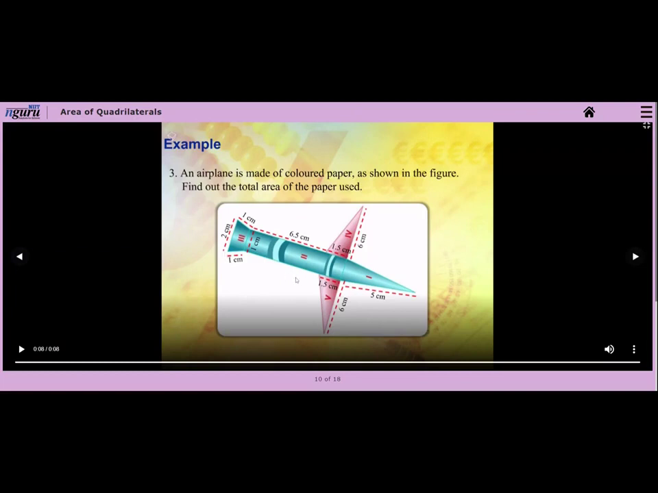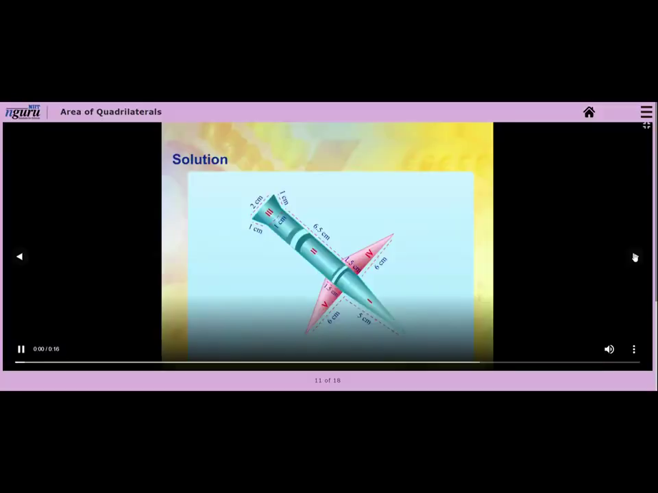Now you have a rectangle here. What is the area of a rectangle? Length into breadth. Now you have one triangle here. Sides are 5, 5 and 2. So you can use the Heron's formula for part 1, part 5. An airplane is made of part 4 colored paper as shown in the figure. Am I right? Yes, ma'am. So you can find out the area of each part and then add up.